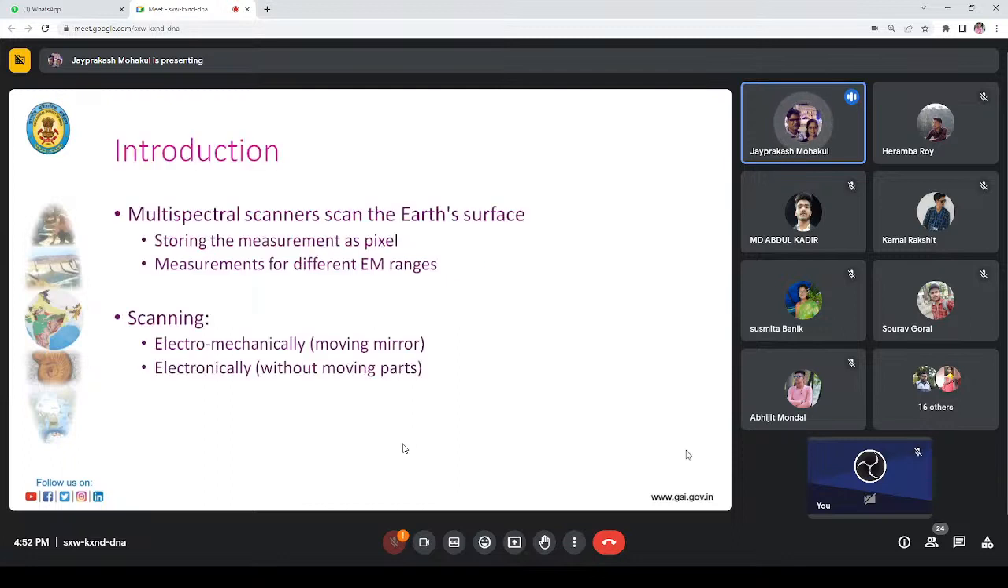Next we come to multispectral scanning. Multispectral scanners scan the Earth's surface, storing the measurements as pixels, with measurements for different EM ranges. Scanning can be done electromechanically or electronically, right? There can be two different kinds of sensor: one is an electromechanical sensor with a moving mirror, or electronic.